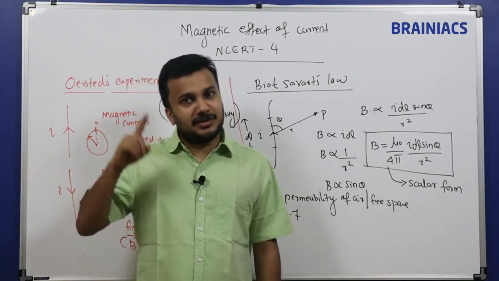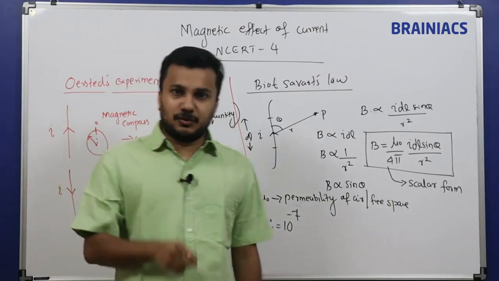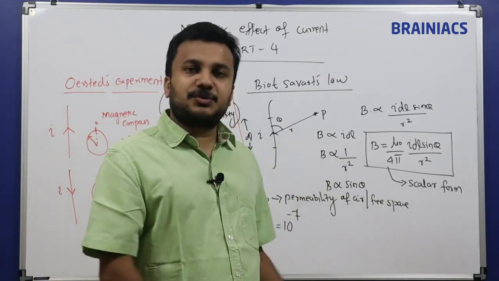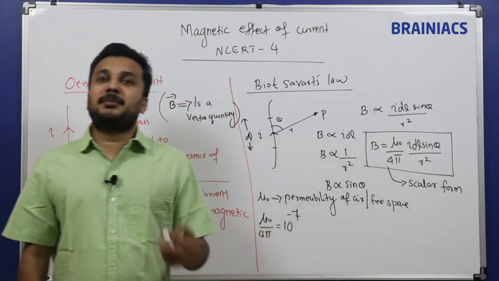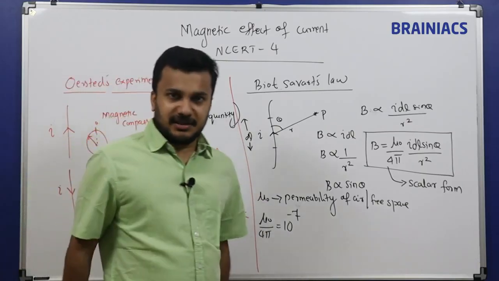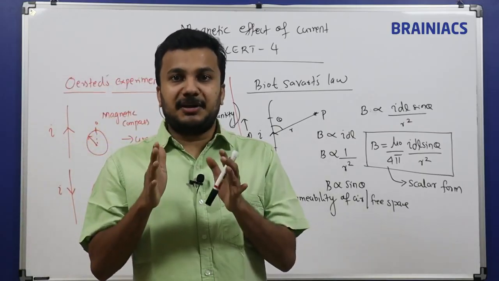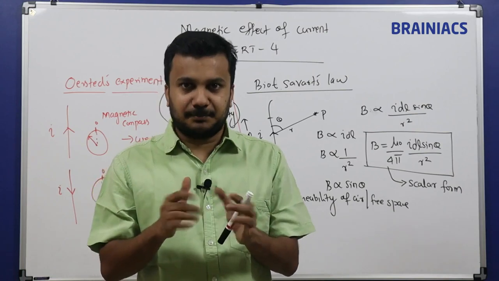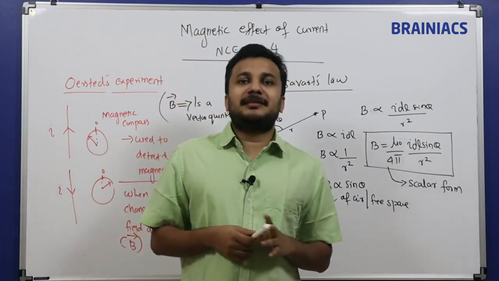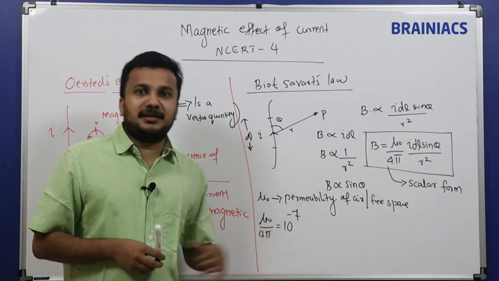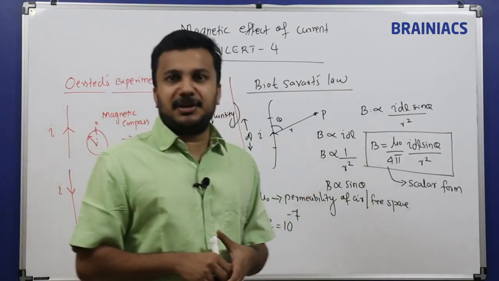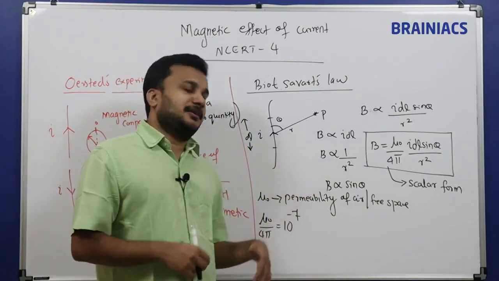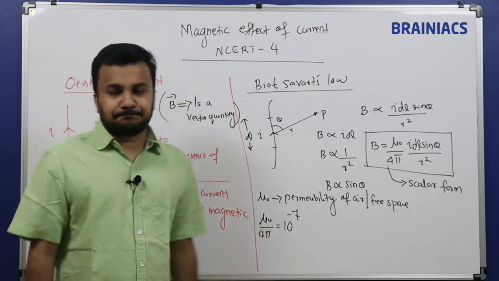Okay, epsilon 0 appears in electric charges in Coulomb's law, and here in Biot-Savart's law it is called permeability. Both are one and the same, but one is the ability of a medium to allow electric field intensity. Here, permeability is the ability of a medium to allow magnetic field.